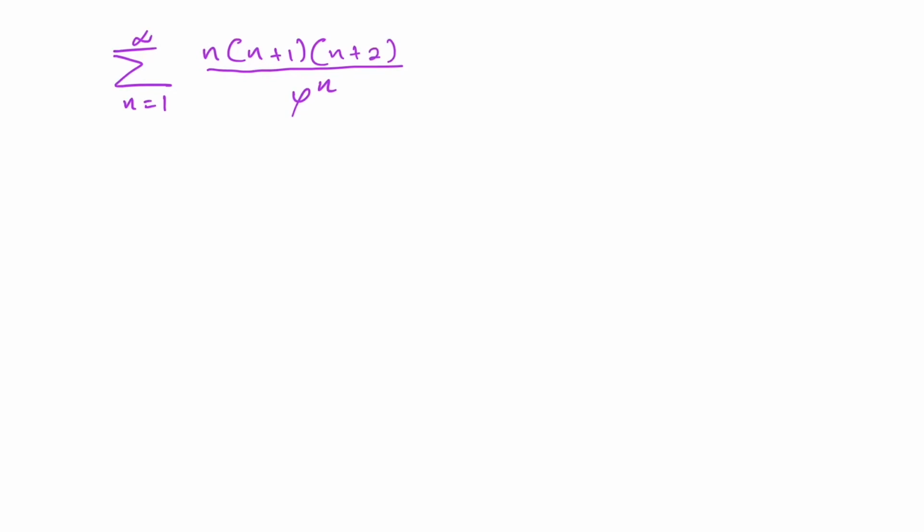Today we are going to solve another interesting infinite sum problem. Here we have the infinite sum of (n+1)(n+2) over phi to the n. Here phi, we know, is the golden ratio. At first glance, I thought about the numerator, where we have (n+1)(n+2).